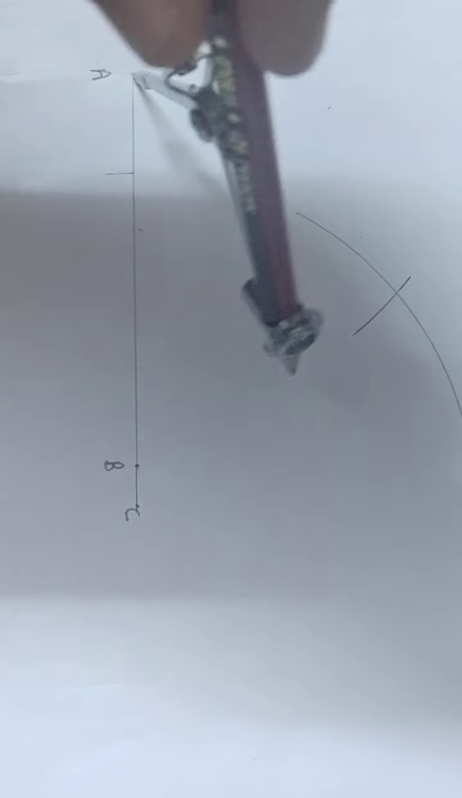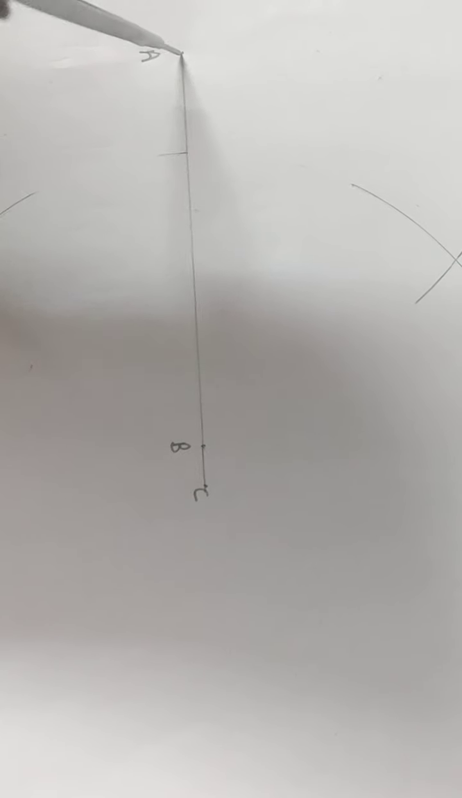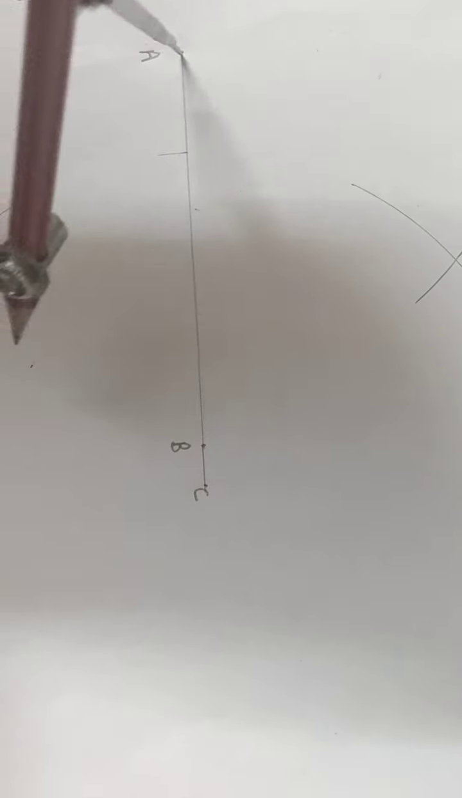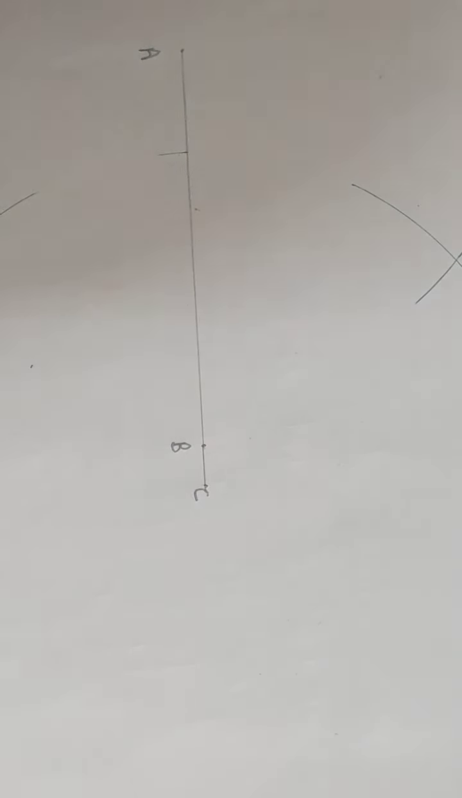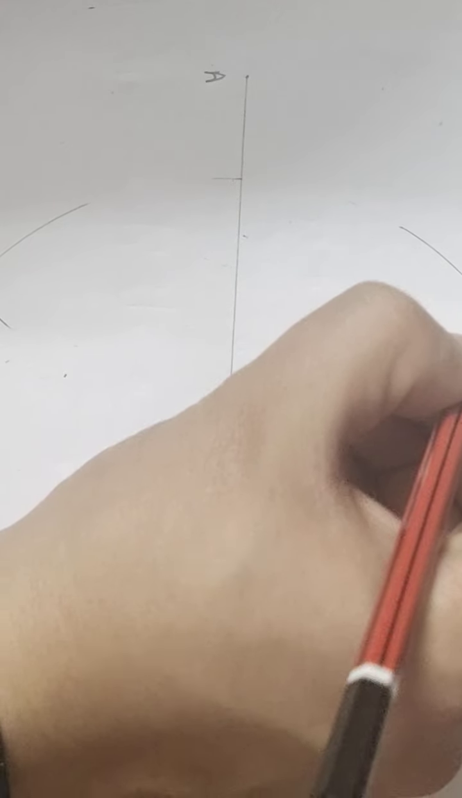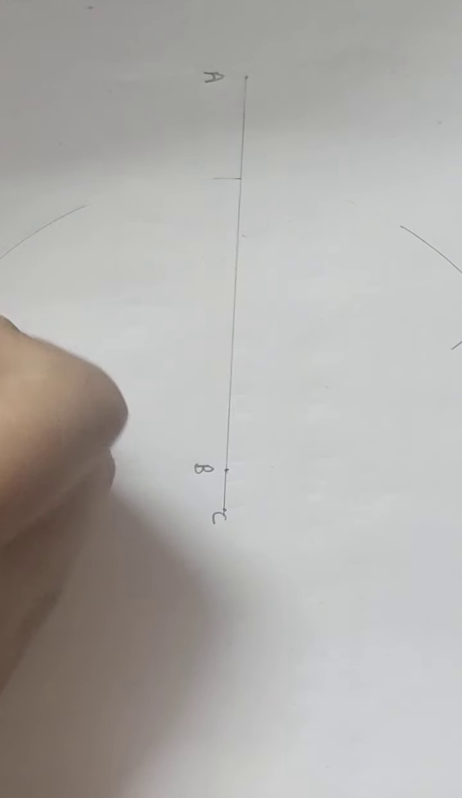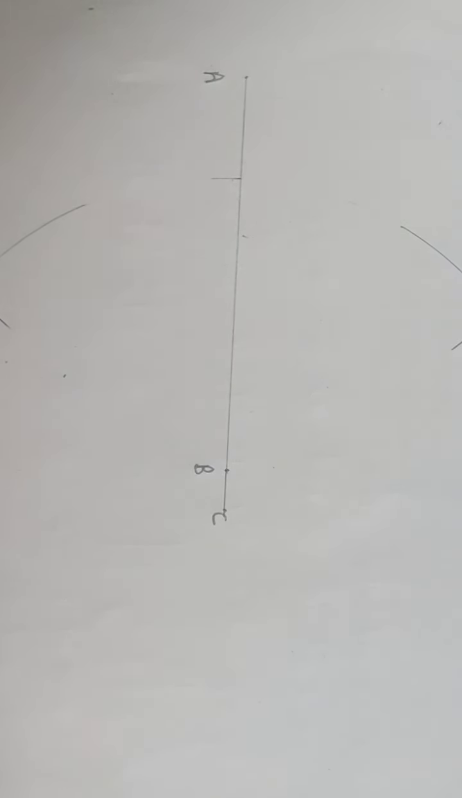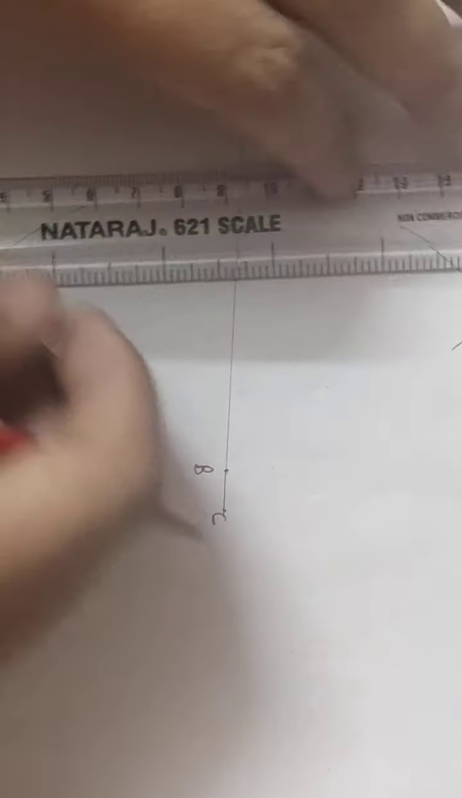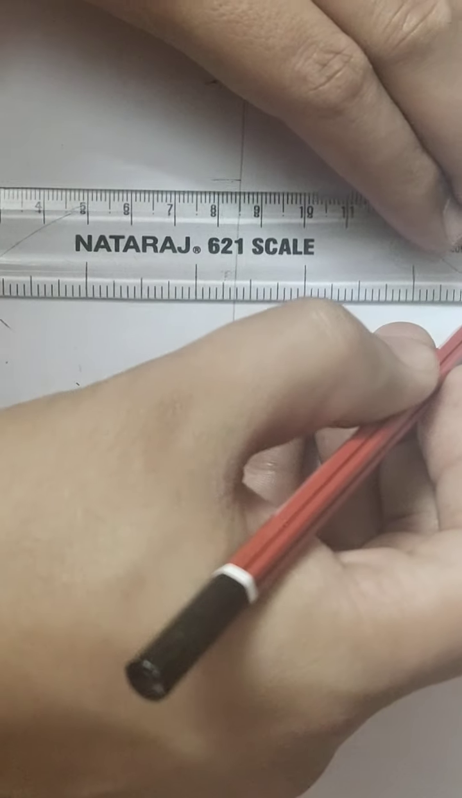Similarly, put here one arc up, one arc down. You have to just join the points. In this way you will get the midpoint of AC.